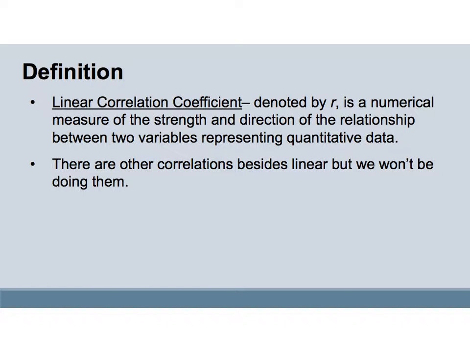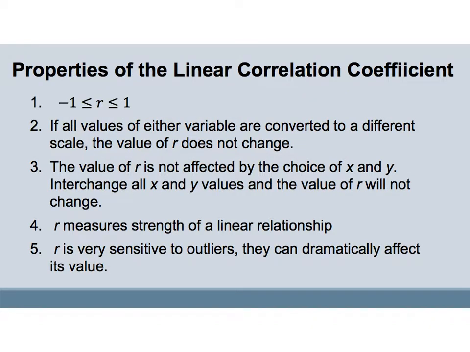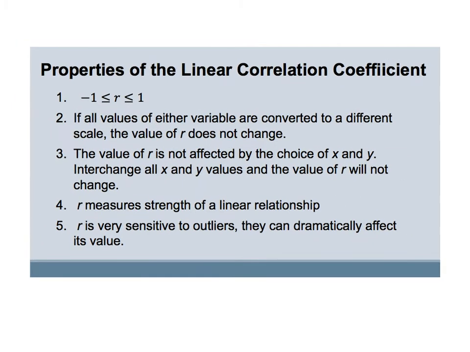So linear correlation coefficient, and you need to know that name with this symbol. So R is the linear correlation coefficient. It's a numerical measure of the strength and direction of the relationship between the two variables. And like I said, there's other correlations besides linear, but we're not going to. Some properties of R. R is somewhere between -1 and +1.